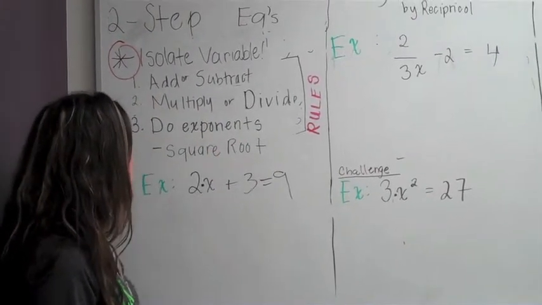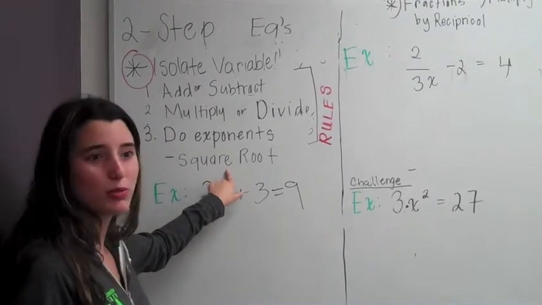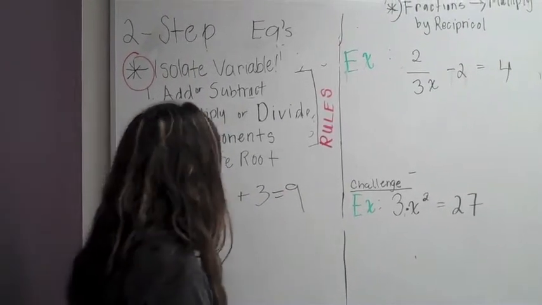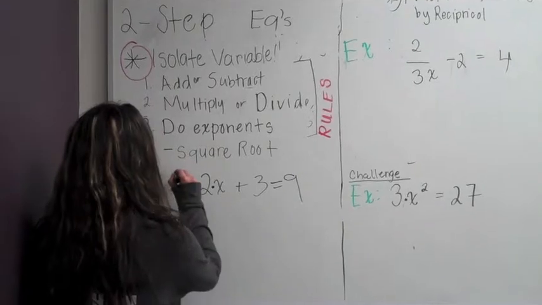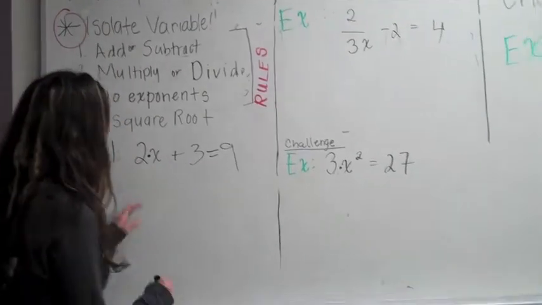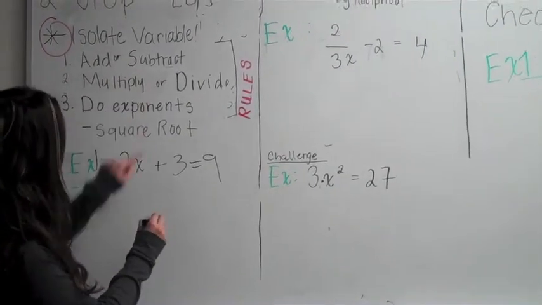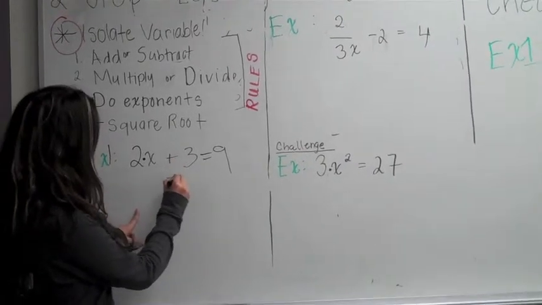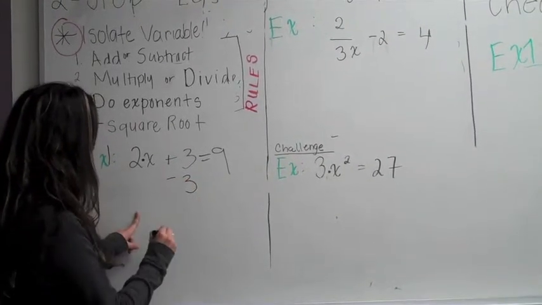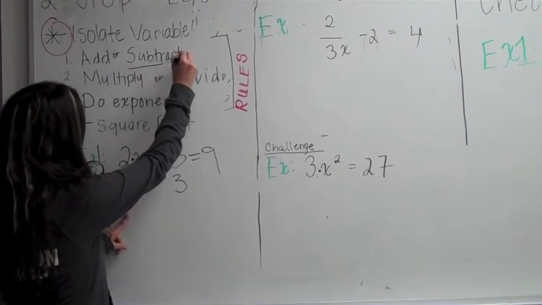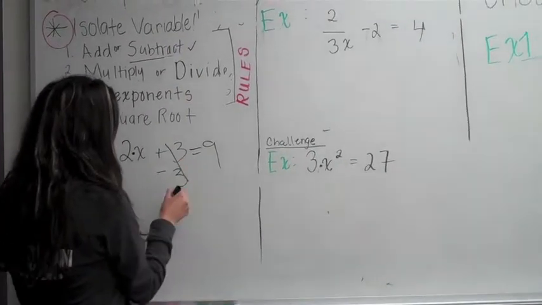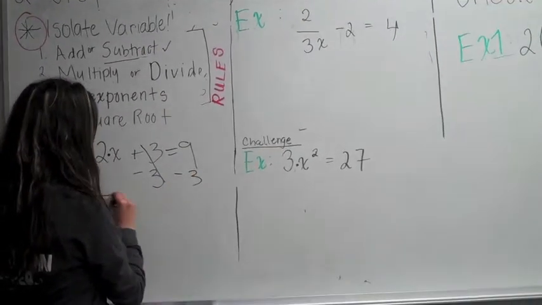Third, do exponents, and we would use the square root to do this, but we will explain that later. Let's do example 1. Here we have subtraction. Our first thing, we must subtract 3. That's our first step. What we do to one side, we do to the other.